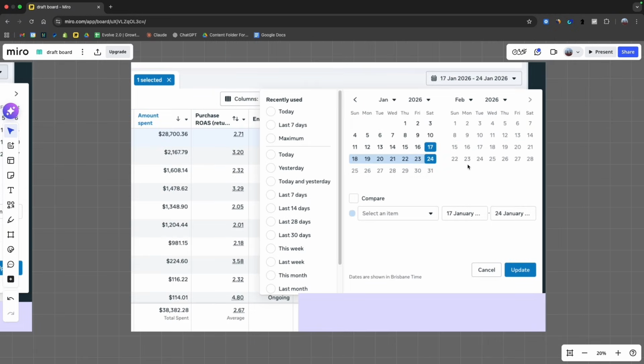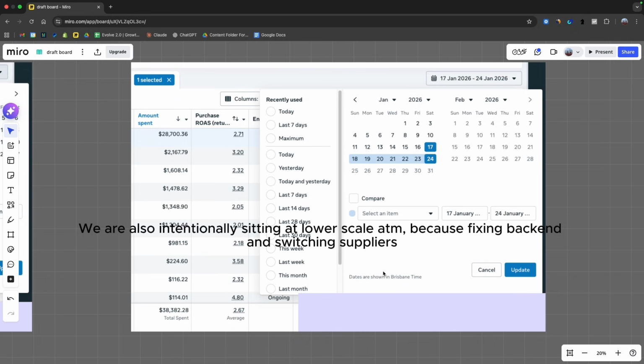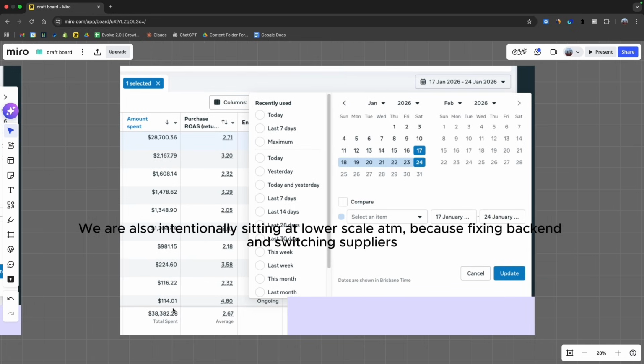And then fast forward to now, 17th to the 24th. You guys can see we're still ripping this product really hard. Last 7 days, 40K spent, 2.67 ROAS.